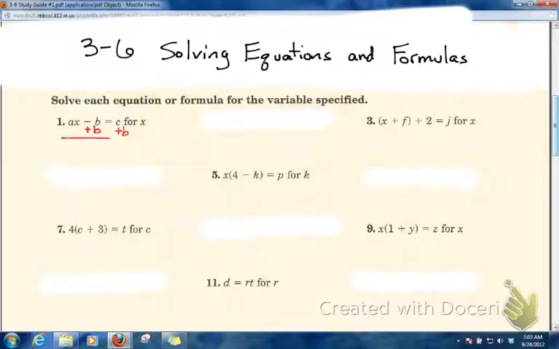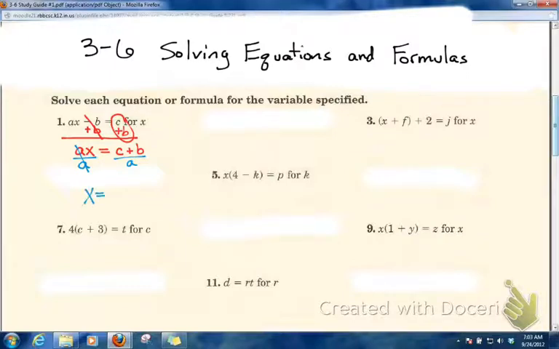Now, on the left side here, your minus b and your positive b cancel out. You are left with ax equals, and on the right side here, you have c plus b, which we're just going to write exactly like that, c plus b. So, you now have ax equals c plus b, and we're still trying to get x all by itself. So since x is being multiplied by a, we'll do the opposite of that, which is to divide by a. And you're dividing both sides by a.